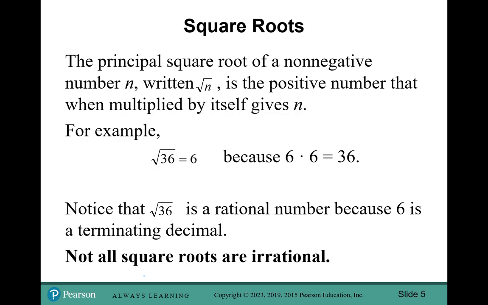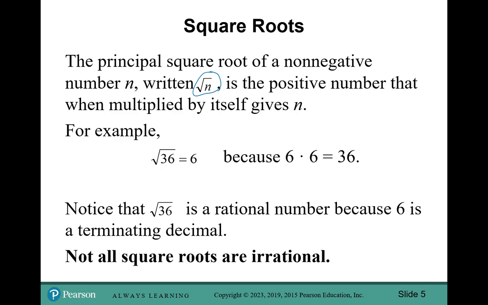Let's look at square roots. The principal square root of a non-negative number n, written as the square root of n, and this notation here is the square root notation, is the positive number that when multiplied by itself gives n. For example, the square root of 36 is 6 because 6 times 6 is 36. Notice that the square root of 36 is a rational number because 6 is a terminating decimal.